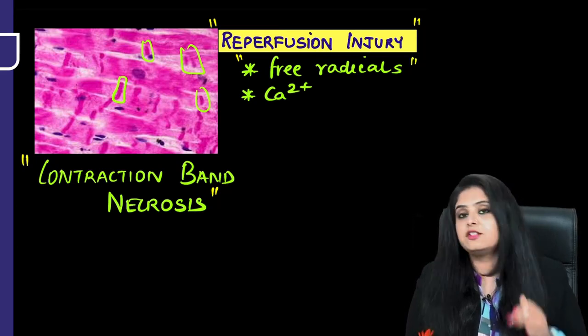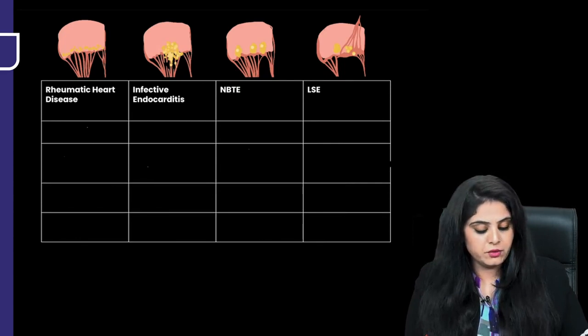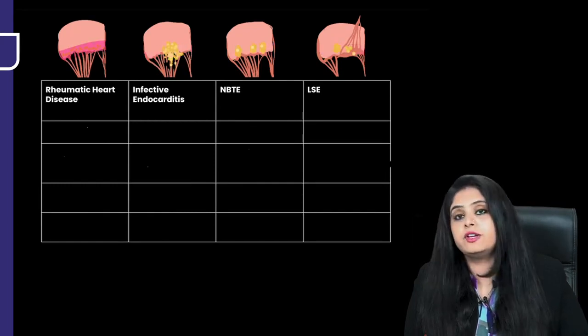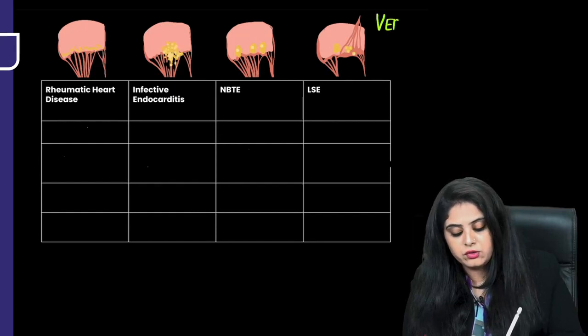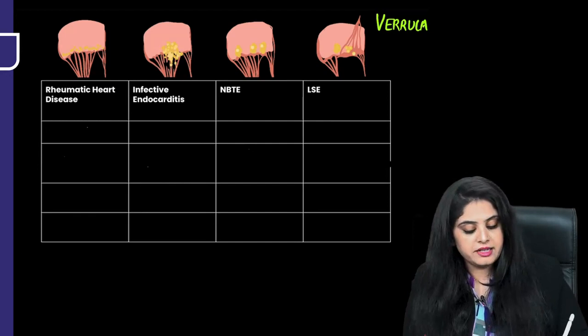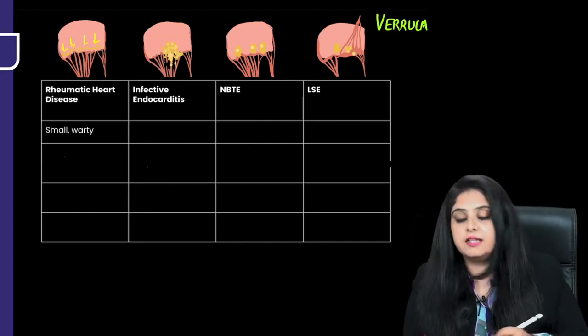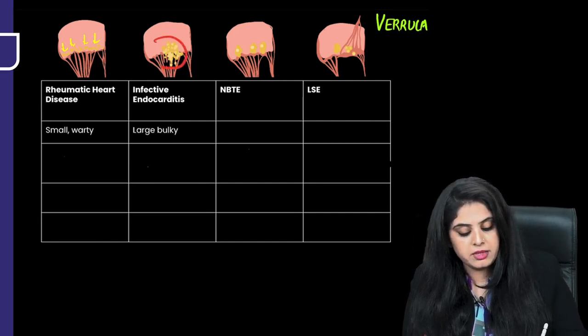After MI, the next set of pictures that we have is the very, very famous endocarditis, and you can see the 4 endocarditis written in front of you. So if I ask you what are these yellow things, all of them are going to show you vegetations, right? So how are their vegetations going to be? Vegetations are clinically known as verruca. So in rheumatic heart disease, I can see there are very, very small warty vegetations. In infective endocarditis, they are huge. They are very large and bulky vegetations.